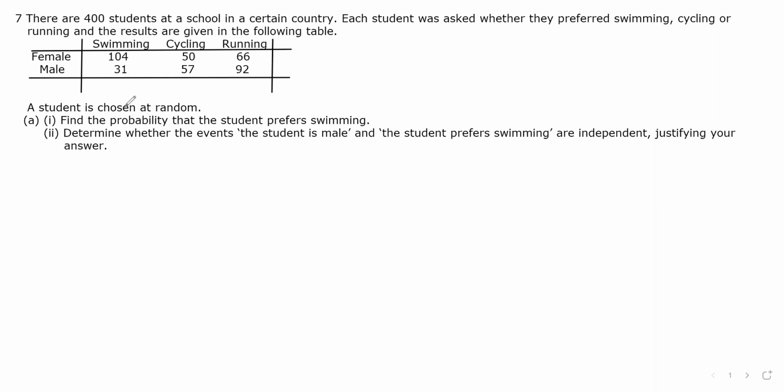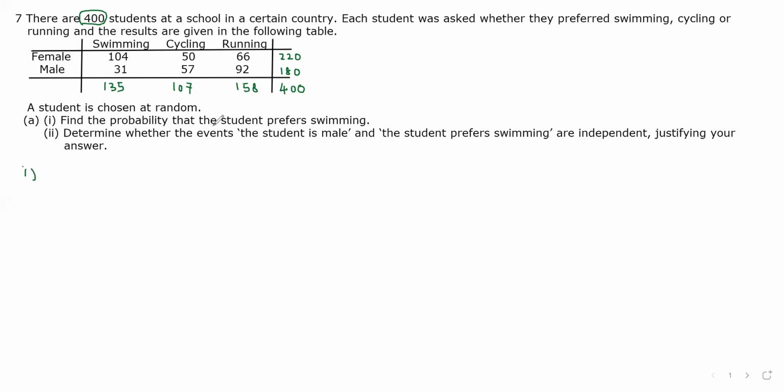When we add column-wise, we have 135 students who like swimming, 107 who prefer cycling, and then 158. In total, there are 220 female students and 180 male students. The total number of students is 400. We always check that the last column total and the last row total are 400. Then we know that our calculation is correct and there is no error.